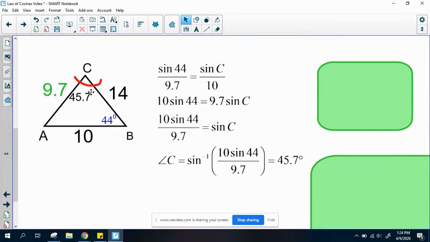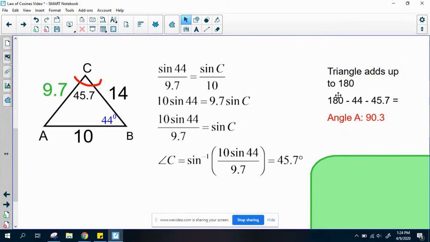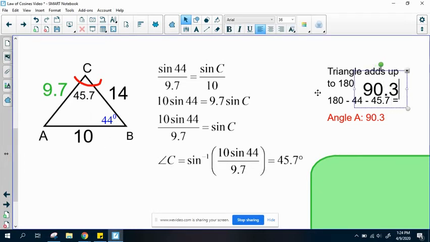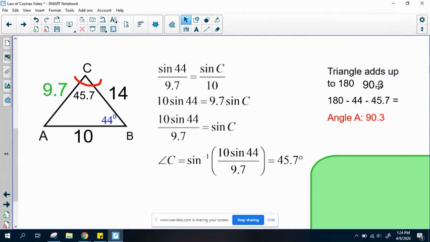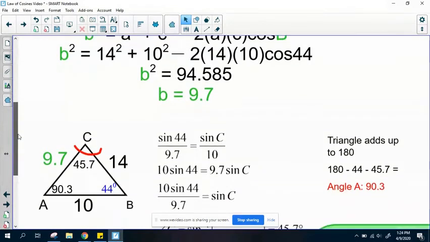Okay, now the last part is super easy because now you've got a triangle. Triangles have to add up to 180. So 180 minus 44 minus 45.7 gives me 90.3. And now I have all of the angles and all of the sides, so my triangle is solved. Okay. All right, we're going to try one more example, which is slightly different, but another way for you to use the law of cosines.